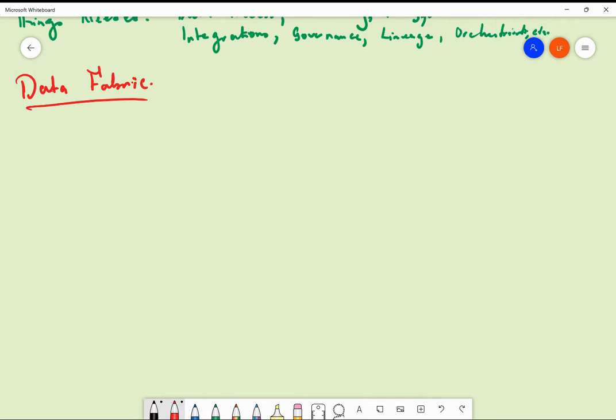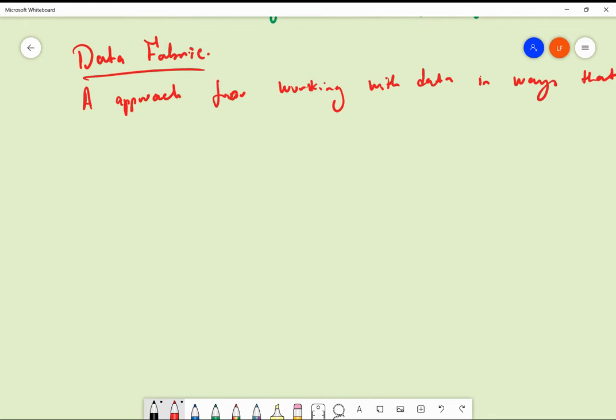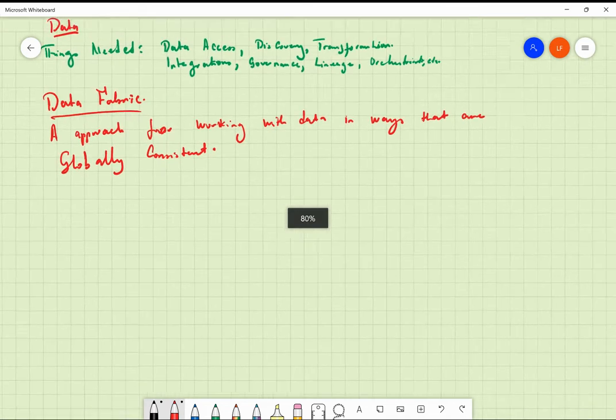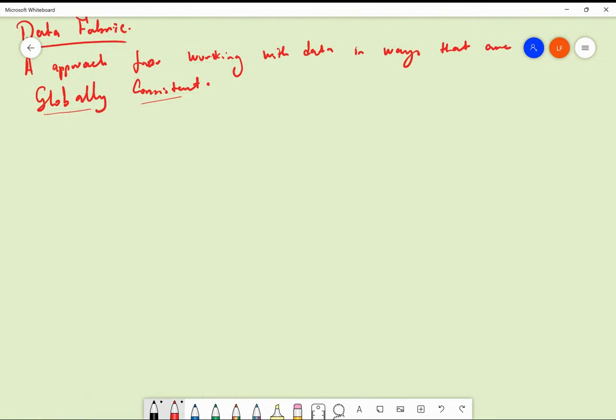So a data fabric is a singular approach for working with data in ways that are globally consistent. And this globally consistent is very, very important for us. Now, what could this look like for a data team? I'm just going to give a very simplified approach here.